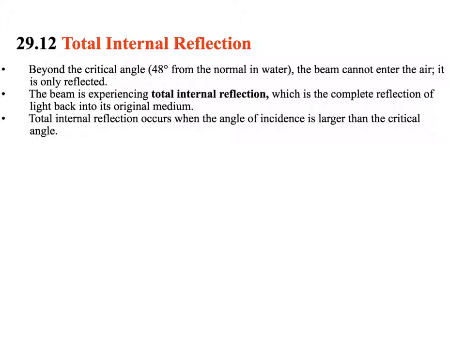Beyond the critical angle, 48 degrees from the normal in water, the beam cannot enter the air, it is only reflected. The beam is experiencing total internal reflection, which is the complete reflection of light back into its original medium. Total internal reflection occurs when the angle of incidence is larger than the critical angle. This is how fiber optics work.